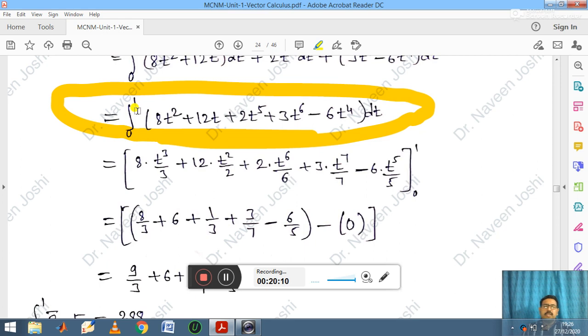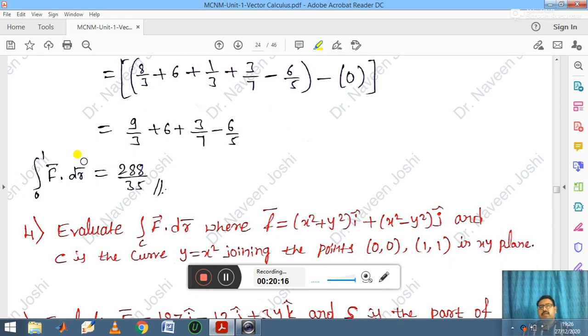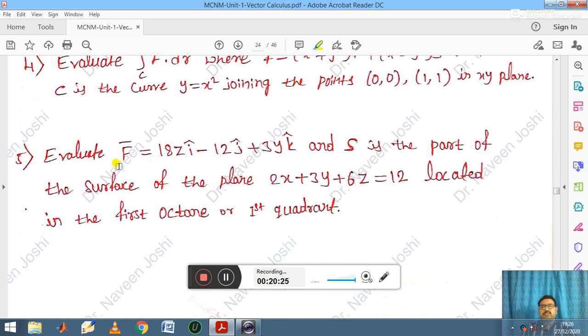Why? The reason I just explained. So by taking the limit 0 to 1, you integrate and find its value. Here for this problem, the line integral value is 288 by 35. So similarly, please try to understand the remaining problems. Okay, thank you.